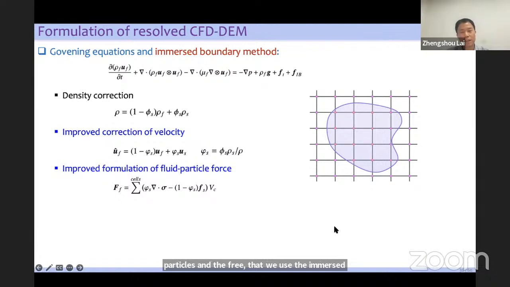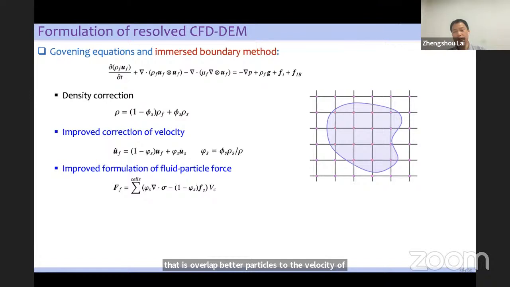So there are two main procedures in the immersed boundary method. When we solve the NS equation to account for the existence of particles, we will need to correct the velocity of the fluid cell that is overlapped by the particles to the velocity of the particles.